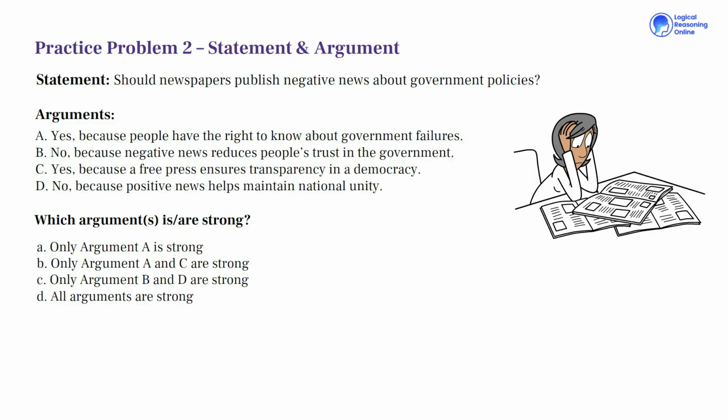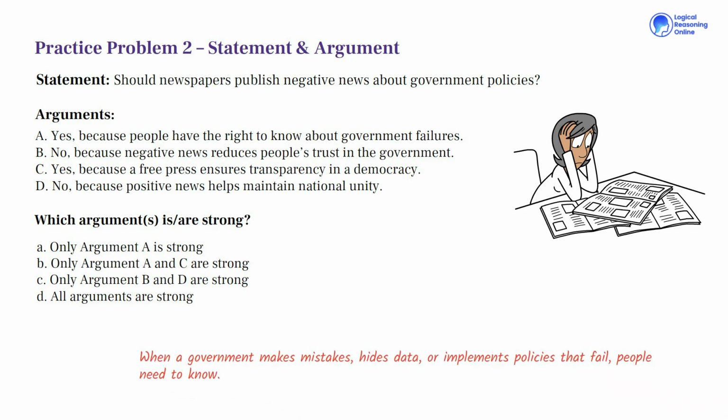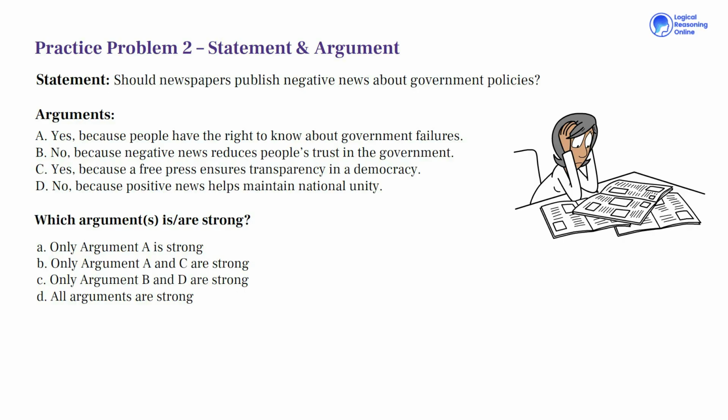This is a powerful argument, and here is why. First, it appeals to a fundamental democratic right, that is, the right to information. When a government makes mistakes, hides data, or implements policies that fail, people need to know. That's how they make better decisions, ask questions, and hold power accountable. This argument isn't emotional. It's not about blame. It's about transparency. So yes, argument A is strong because it supports the public's right to stay informed even when the news isn't pretty.